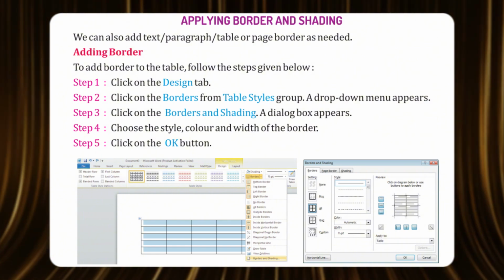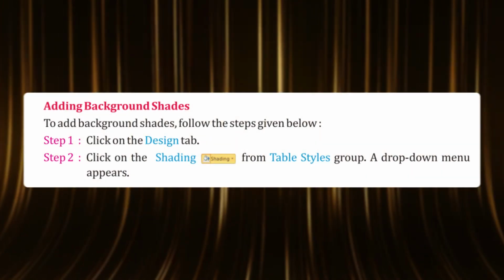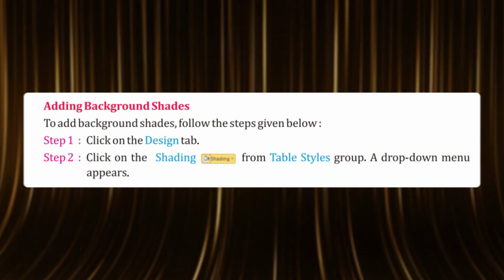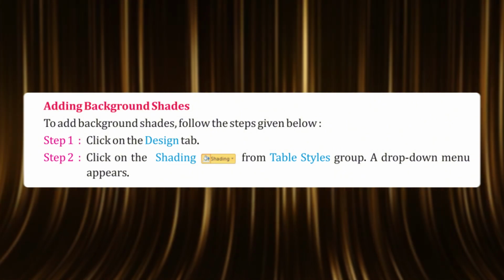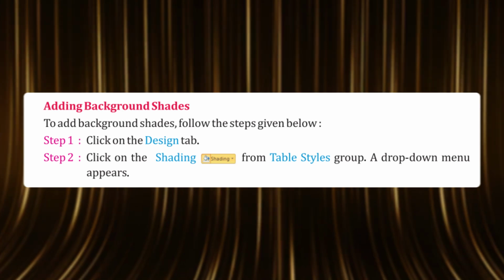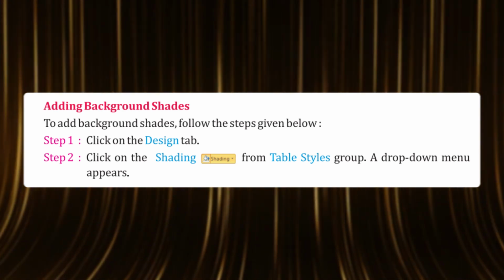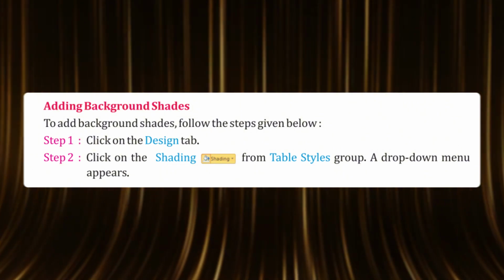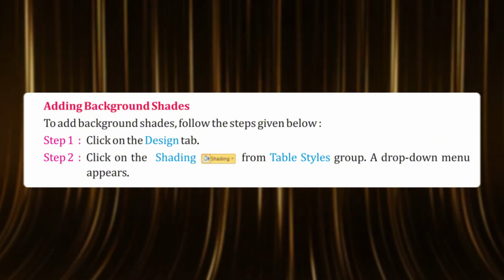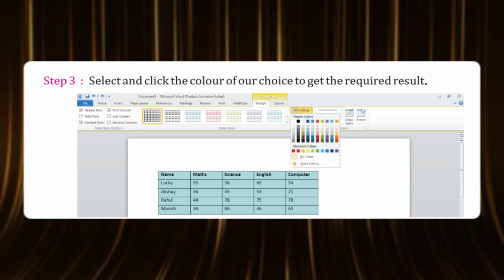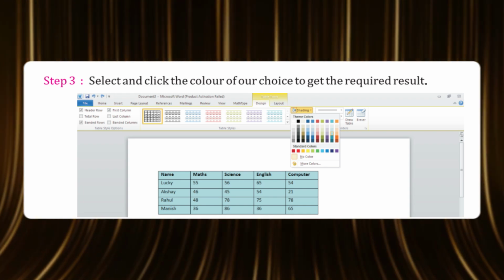Adding background shades. To add background shades, follow the steps given below. Step 1. Click on the Design tab. Step 2. Click on the Shading from Table Styles group. A drop-down menu appears. Step 3. Select and click the color of our choice to get the required result.